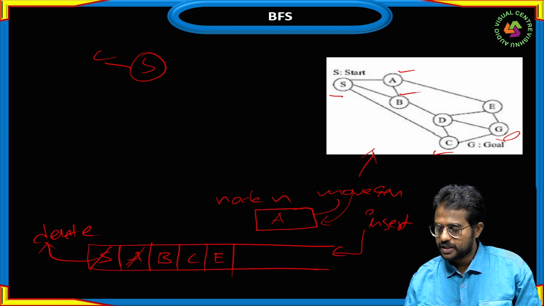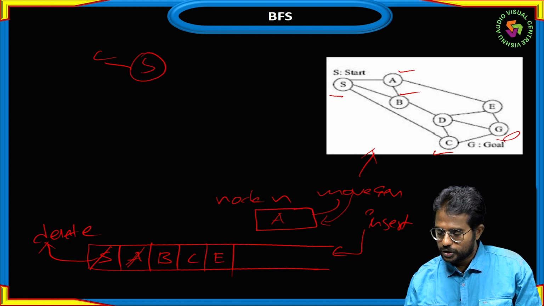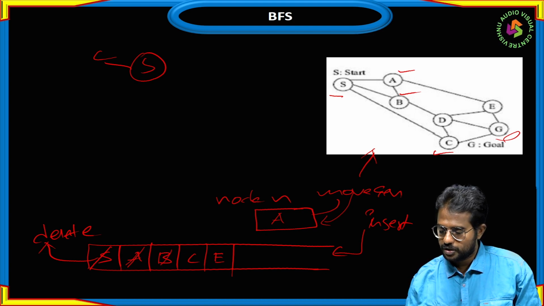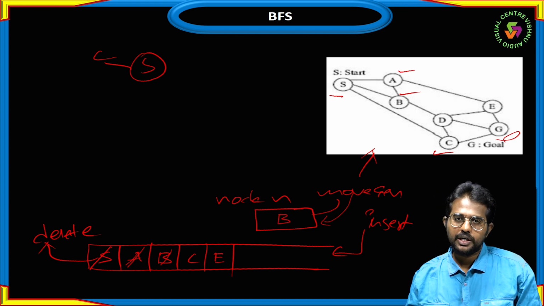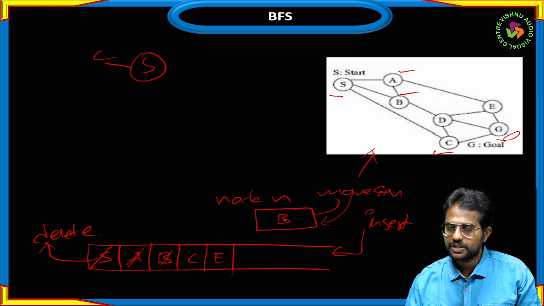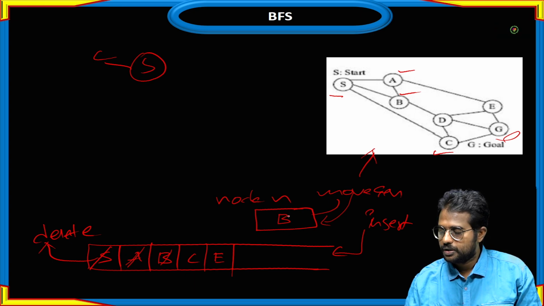The first statement is that I have to delete an element from the queue. So I am applying the DQ operation, that is the deletion operation. After applying the DQ operation, B will be deleted and it will be stored in node N. And I will apply the goal test condition on node B. It will be false because B is not a goal node, so I have to execute the else statements.